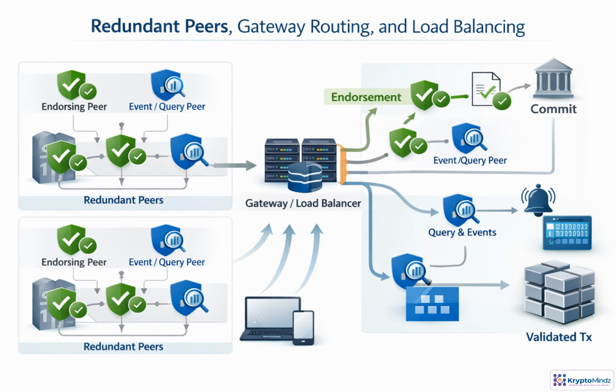Peers carry much of Fabric's operational workload, endorsing proposals, committing validated blocks, serving events, and answering state queries. Adding peers can improve availability and read throughput, but only if traffic is routed intelligently. A gateway or load balancer should direct clients to healthy peers with the right role. Keep endorsement paths aligned with policy as well. Otherwise, scaling can unintentionally increase endorsement fan-out and add latency instead of capacity.